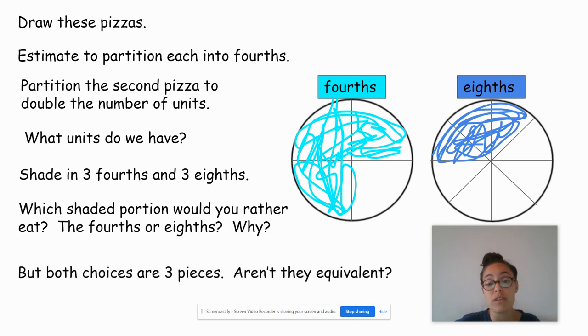Both pieces are 3. Aren't they equivalent, right? So I have 3 pieces right here, 3 pieces here. Why are they equivalent or not? What do you think?